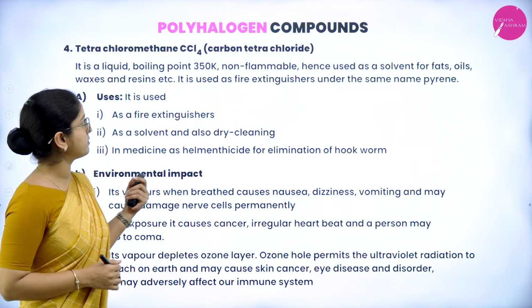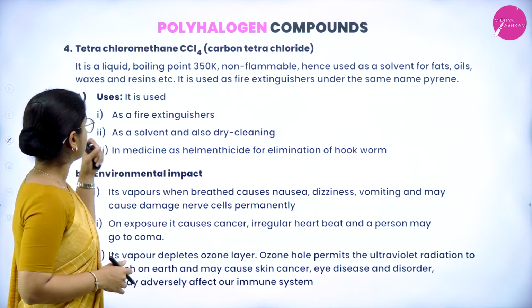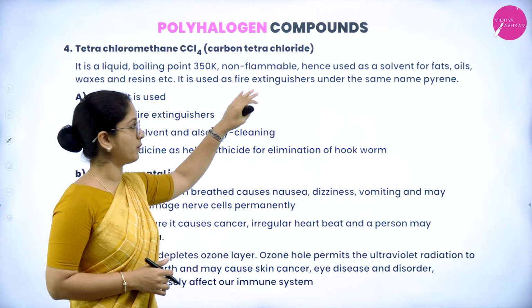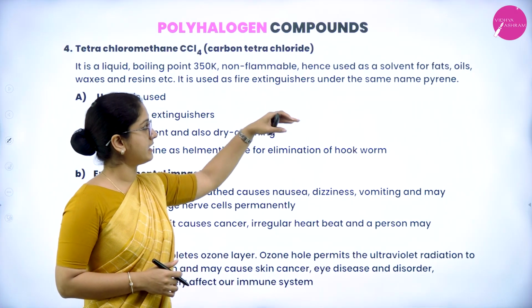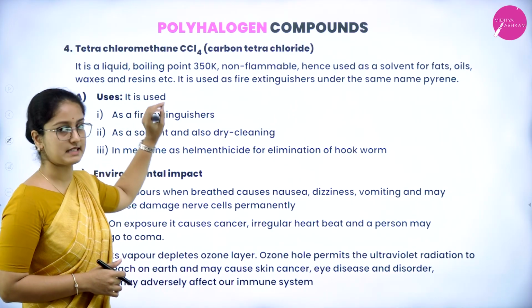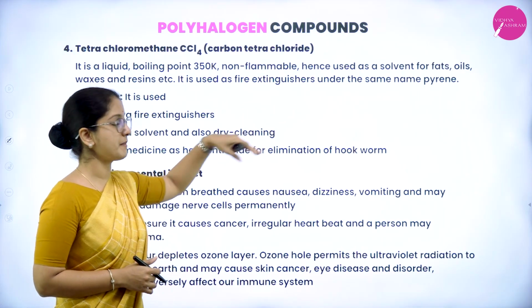Next is tetrachloromethane, that is carbon tetrachloride, CCl4. So it is a liquid having a boiling point of 350 Kelvin. It is non-flammable, hence used as a solvent for fats, oils, waxes and resins, etc. So it is used as a fire extinguisher under the name pyrene.